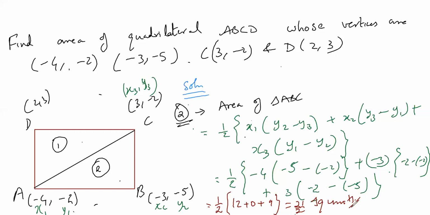So only one part we have done. Okay, only this part we have done. Now we have to do the other part first, first part also. So once you copy down this 21 by 2 square units, let me know.